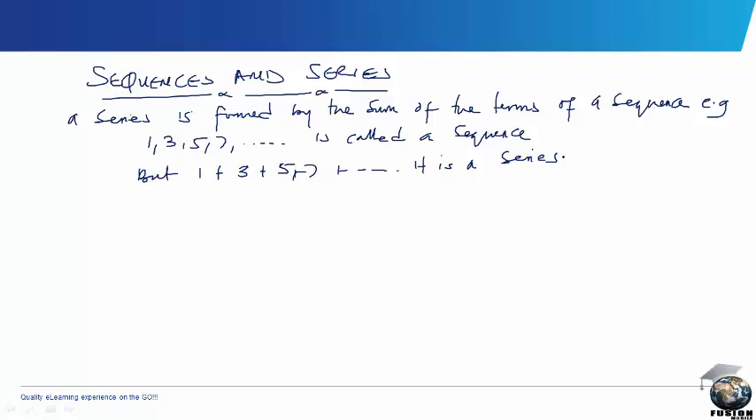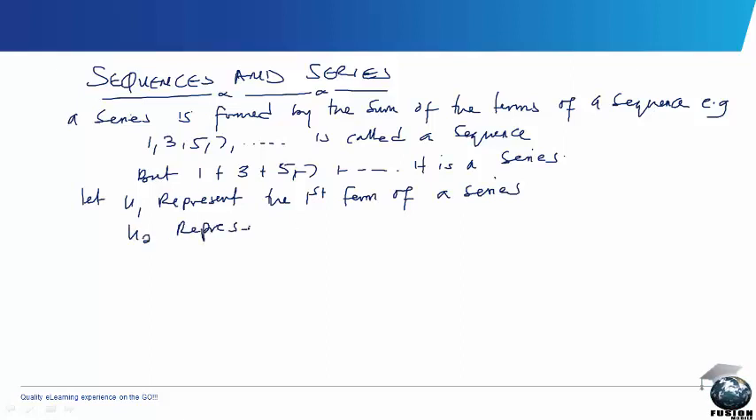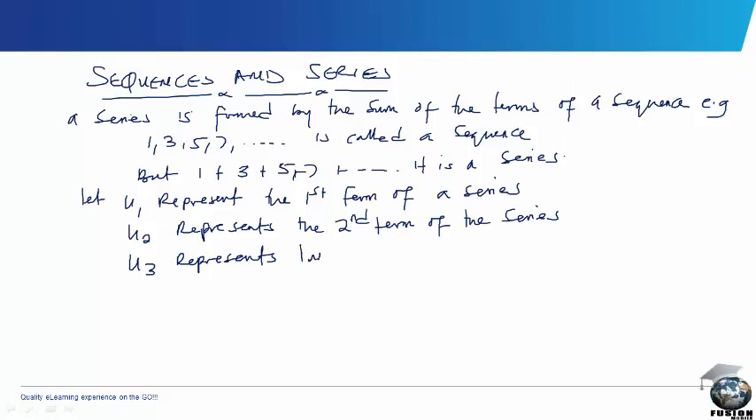For instance, let U1 represent the first term of a series, and then U2 represents the second term of the series, while U3 represents the third term of the series, and so on.